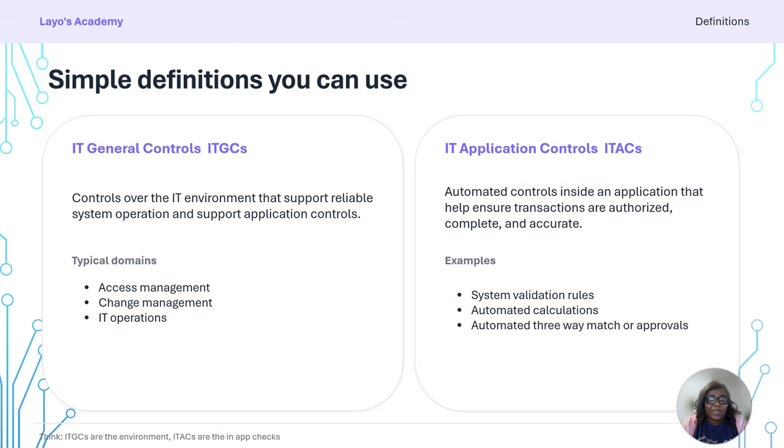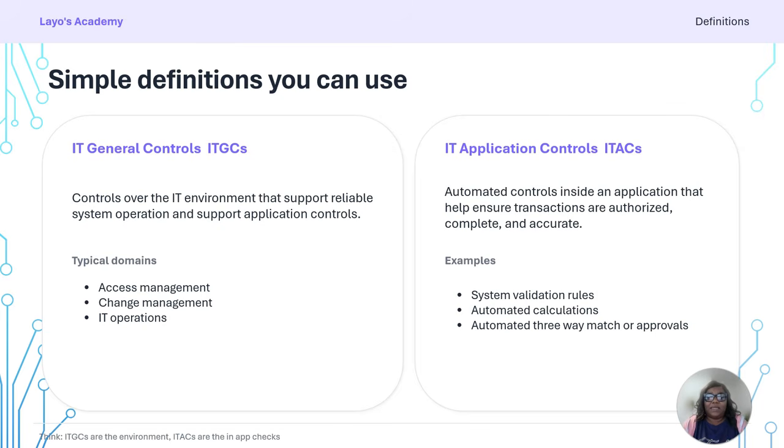And what are some examples of IT general controls? We have access. Some examples: who has access to the system? How are changes to the system managed? How is the system supported and also monitored? What are the monitoring controls around the system? Okay. And there are three typical domains: access management, change management, and IT operations.